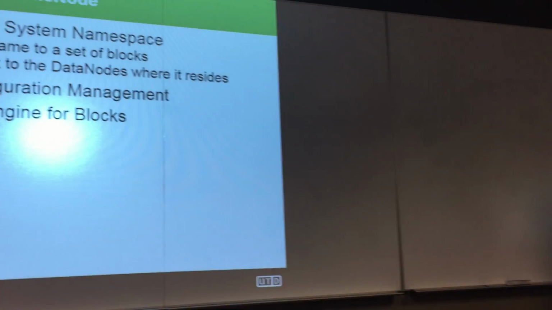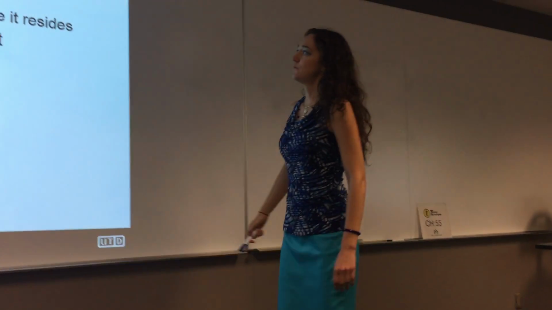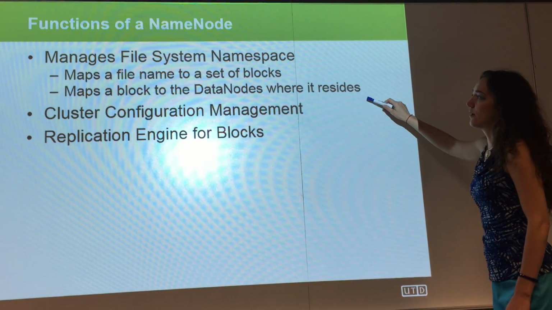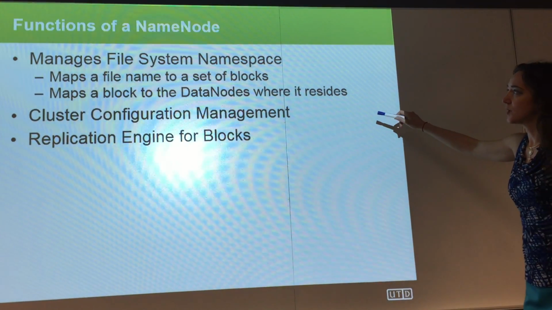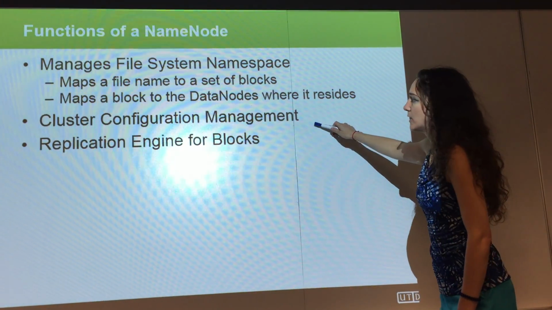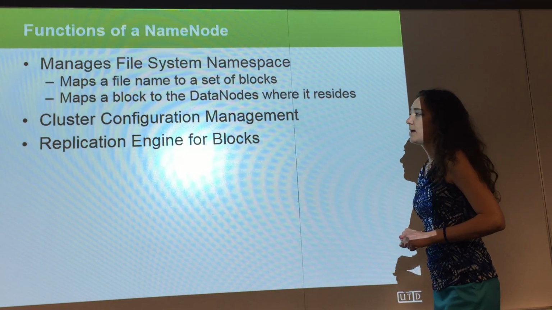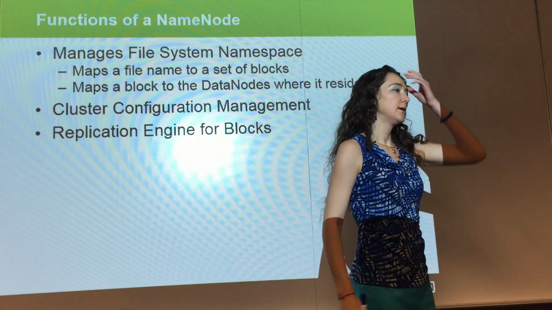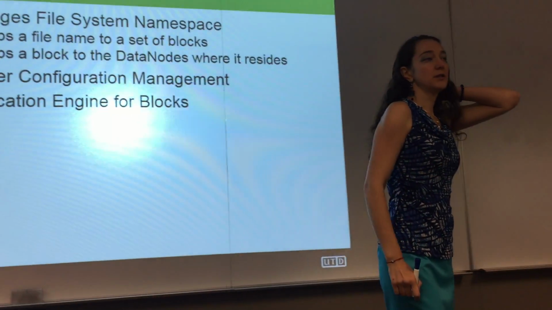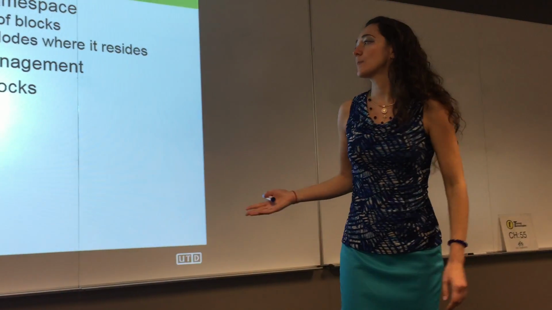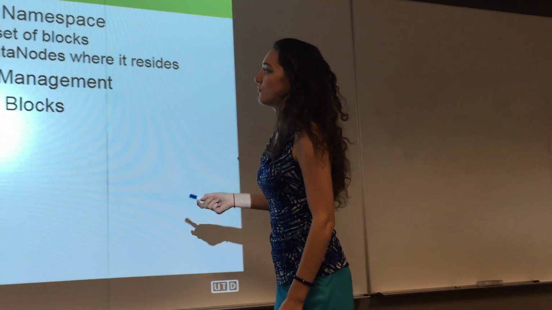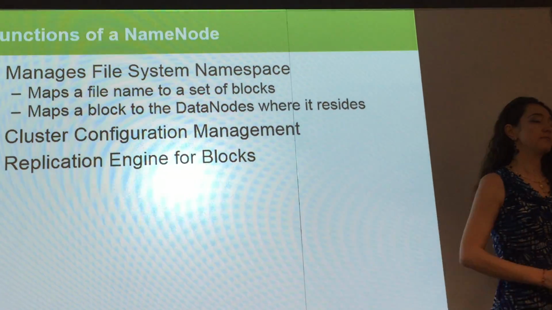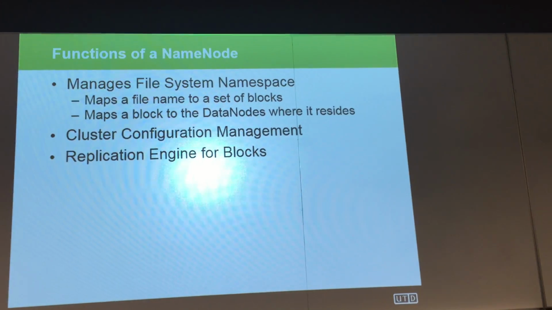The name node manages the file system namespace, maps the file name to a set of blocks, and maps a block to the data node where the block resides. It also does cluster configuration management, and it has to handle the replication for each block, because each block is replicated 3 times, so it records the location of the copies of the block in case the block fails or is lost by one of the data nodes.